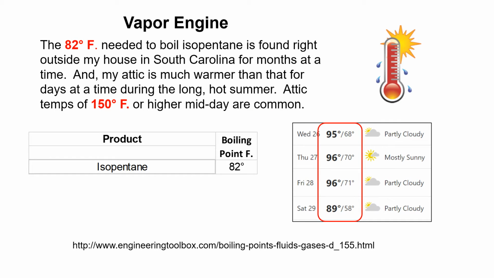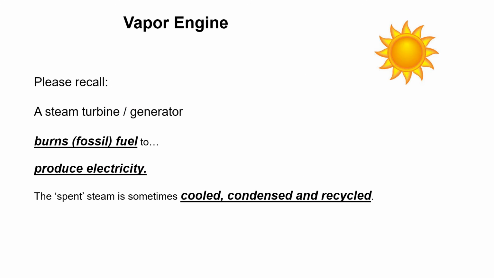The 82 degrees Fahrenheit needed to boil isopentane is found right outside my house in South Carolina for months at a time. And my attic is much warmer than that for days at a time during the long hot summer. Attic temperatures of 150 degrees Fahrenheit or higher midday are common. Please recall, a steam turbine generator burns fossil fuel to produce electricity.